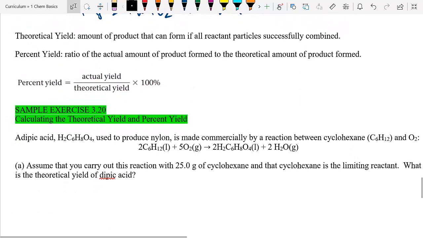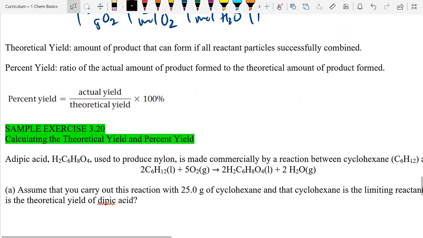Now we're going to bring in the concept of theoretical and percentage yield. So the theoretical yield is what can happen. Theoretically, if all of our reactant particles found some way to come together with the right energy, right position, all those right things, then all of our potential product would happen. The theoretical is the amount that could form if that happens.